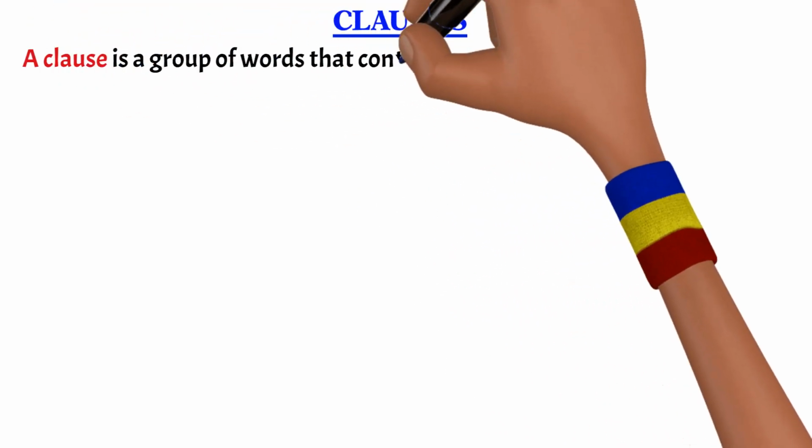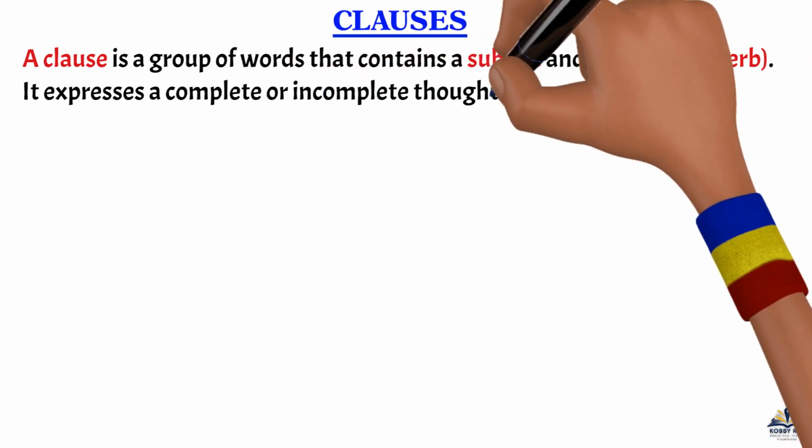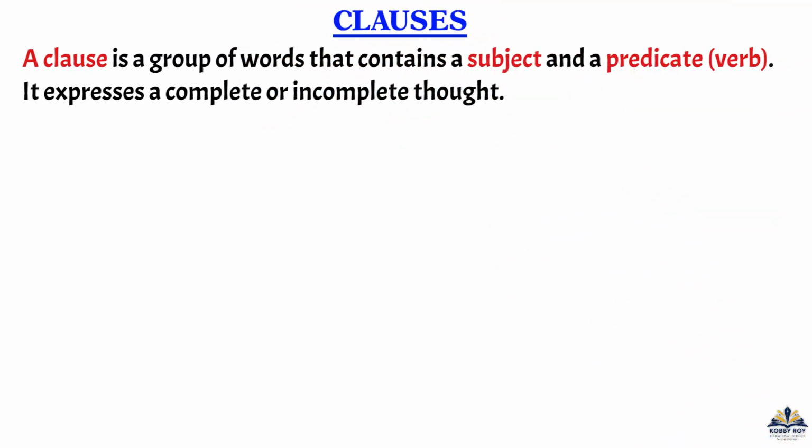Now, let's look at clauses. A clause is a group of words that contains a subject and a predicate, that is, the verb. It may express either a complete or an incomplete thought. Let's look at the types of clauses in English.